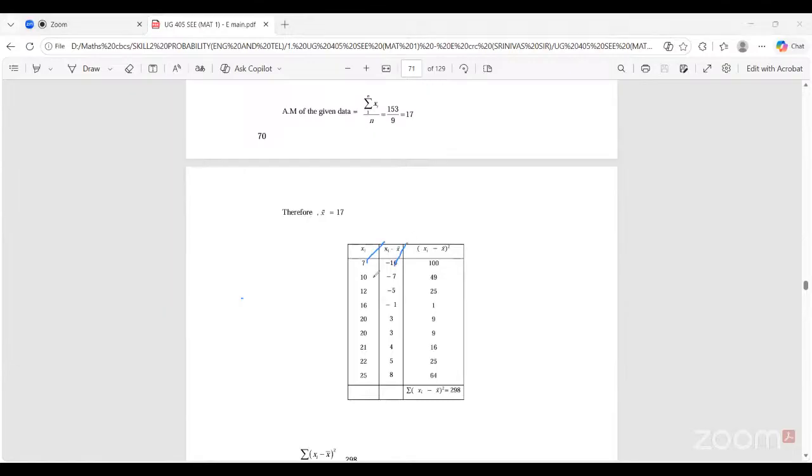The deviations: 7 minus 17 is minus 10, 10 minus 17 is minus 7, 12 minus 17 is minus 5, 16 minus 17 is minus 1, 20 minus 17 is 3, 20 minus 17 is 3, 21 minus 17 is 4, 22 minus 17 is 5, 25 minus 17 is 8. Taking the squares: 100, 49, 25, 1, 9, 9, 16, 25, 64, total 298.